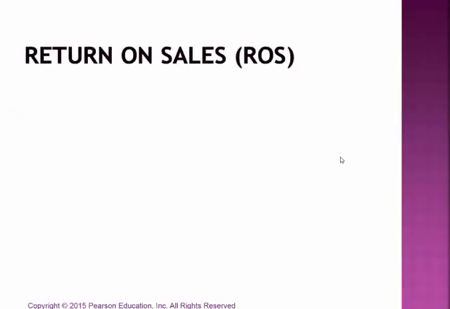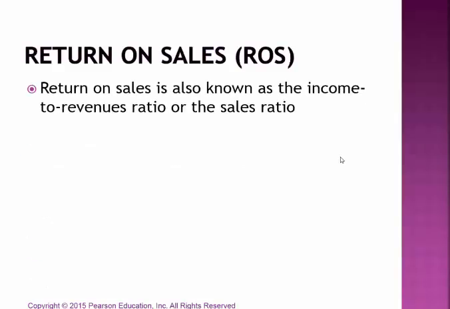Lastly, return on sales. Again, I showed you part of this within our DuPont. Return on sales is also known as the income to revenues ratio or the sales ratio. As you have already learned in multiple accounting and finance classes, sometimes there are two or three names for different things, and this is a prime example. So ROS, or return on sales, or income to revenues ratio, or the sales ratio. It could be called any of those.